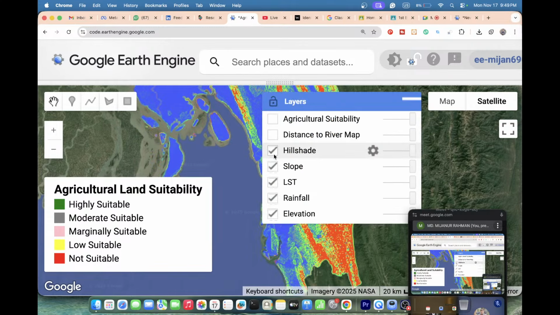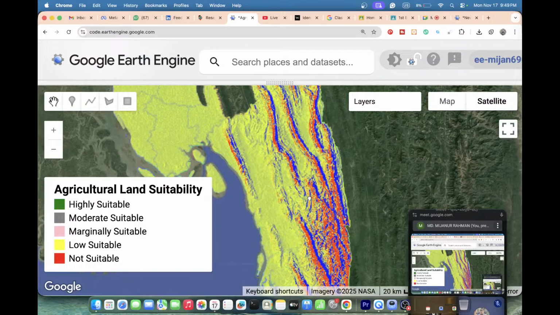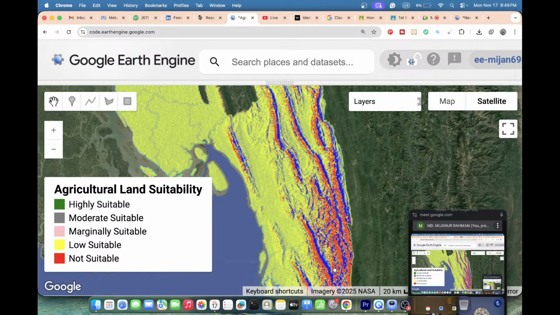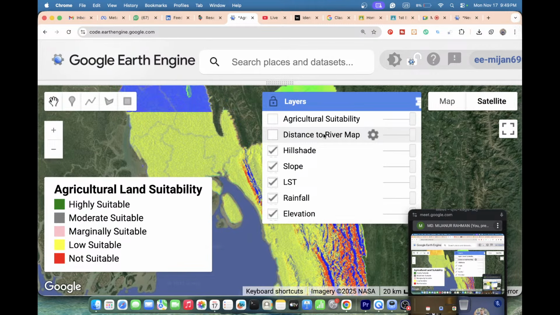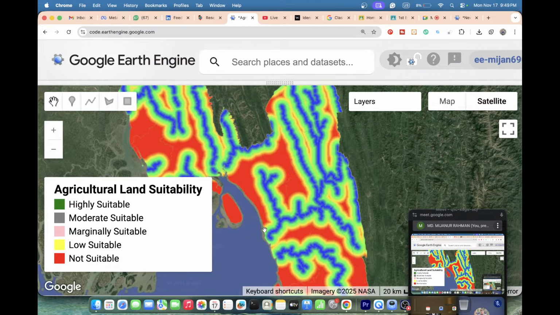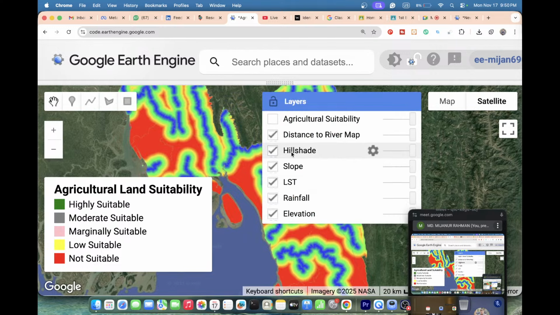Then hillshade, we try to identify hilly zone area, so this type of place is the hilly zone area, identified by hillshade. And if you check distance to river, it's very important, water resource accessibility, so the distance to river map. So this type of factor we simply use and then combine or overlay.